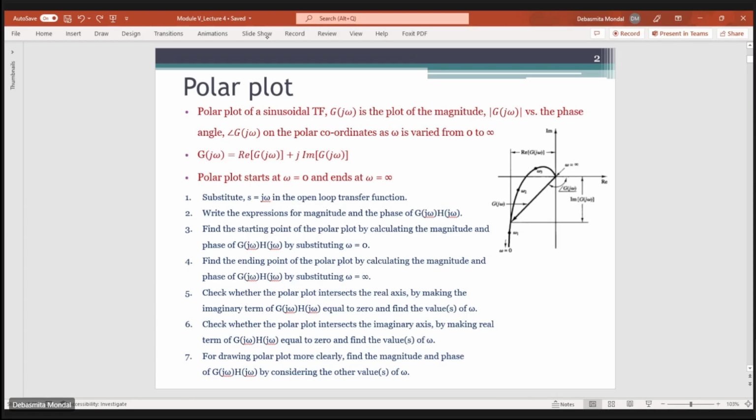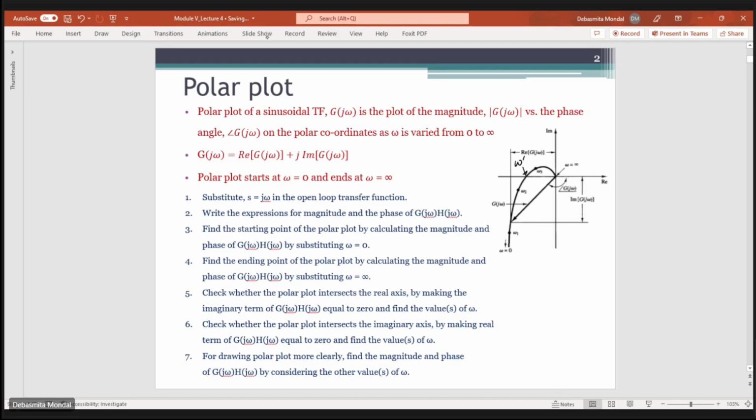Once we have found the starting and ending points, the starting point can be calculated by calculating the magnitude and phase of gh of j omega at omega equals 0, and the ending point can be calculated at omega equals infinity. You can imagine this is a standard, representative polar plot. Here you see that this polar plot intersects the real axis at some value, let's say at omega dash. This omega dash can be found if you equate the imaginary component of g of j omega to 0.